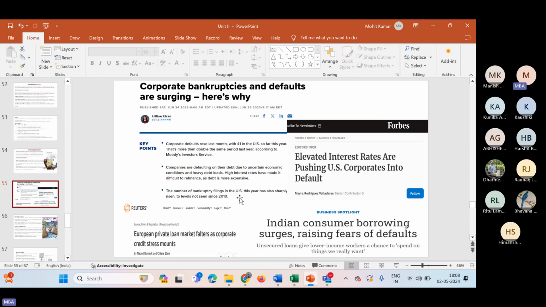Even this headline: European private loan market falters as corporate credit stress mounts. The situation is becoming that difficult in European economies. Also, another case of the US: elevated interest rates are pushing US corporate bonds into default. And the situation is not different for India also. Indian consumer borrowing surges, raising fears of default.